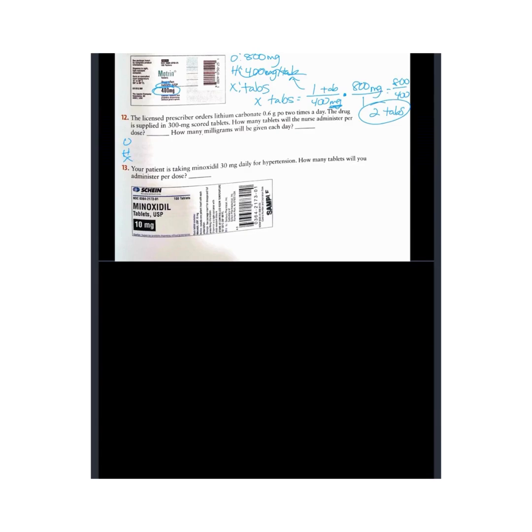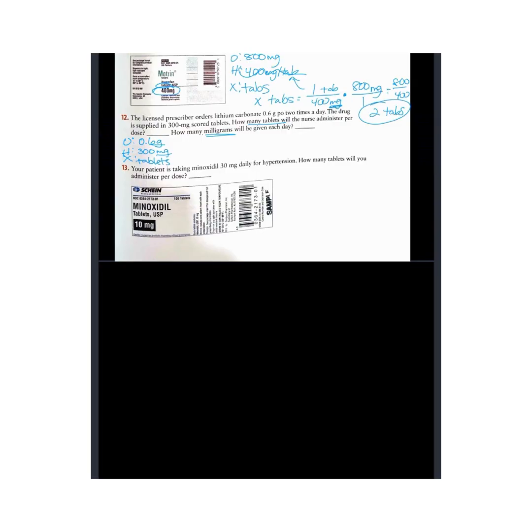Next one, the licensed prescriber orders lithium carbonate 0.6 grams PO 2 times a day. The drug is supplied in 300 milligram scored tablets. How many tablets will the nurse administer per dose? How many milligrams will be given each day? Yay! We get to do a conversion. So our order is 0.6 grams, and what we have is 300 milligrams. See how these don't match? And then we need to figure out how many tablets and then how many milligrams.